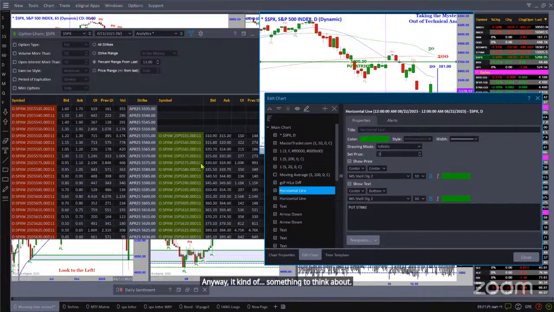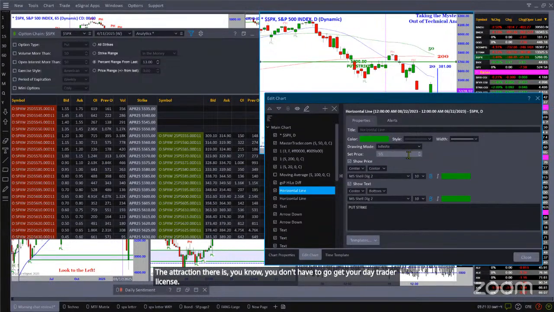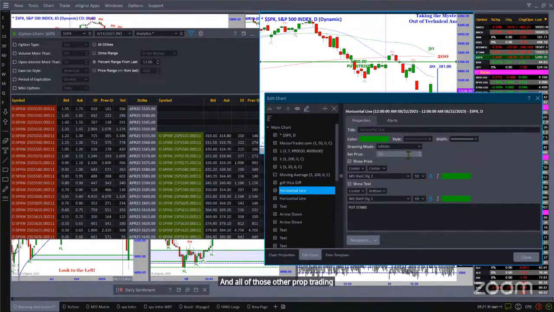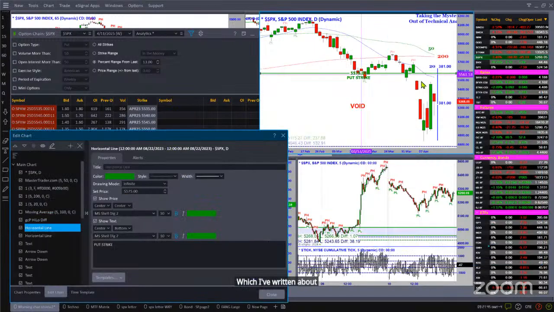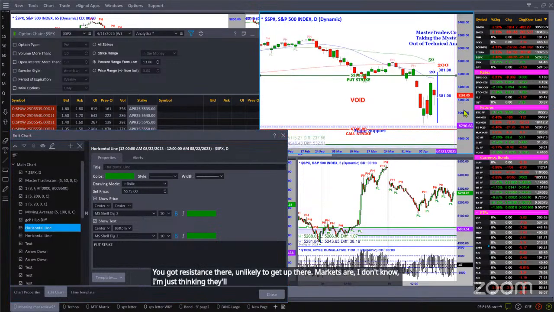The attraction there is, you don't have to go get your day trader license and all of those other prop trading firms anyway, or it's basically a scam, which I've written about. Anyway, so this is within striking distance, but you got resistance there, unlikely to get up there. Markets are, I don't know, I'm just thinking they'll jiggle around here, but in any event, you're far enough away, and that's what we want for a starting point during the day.